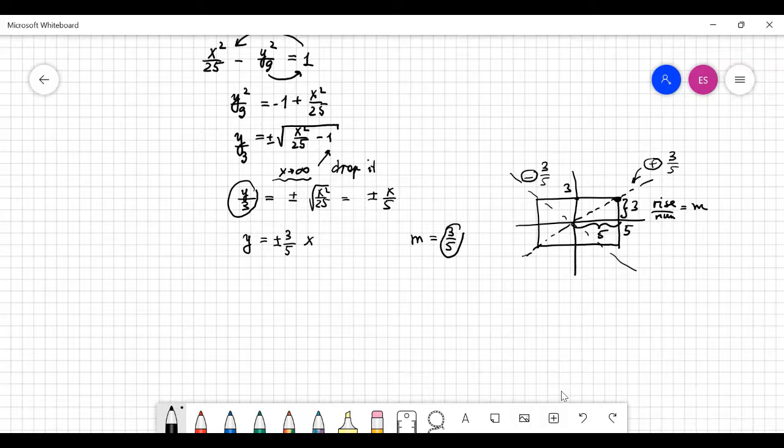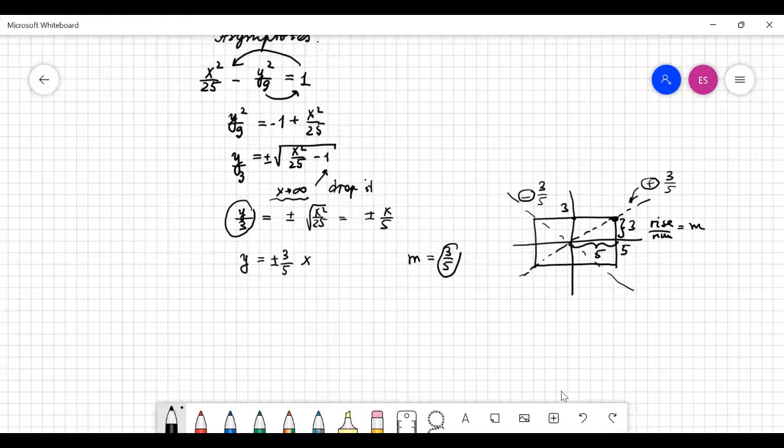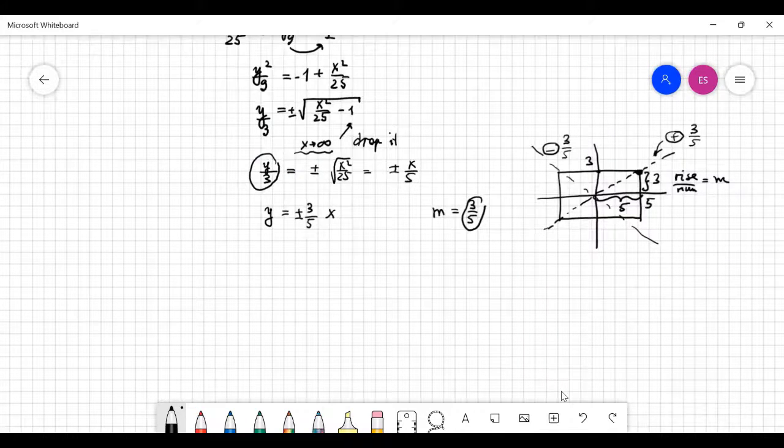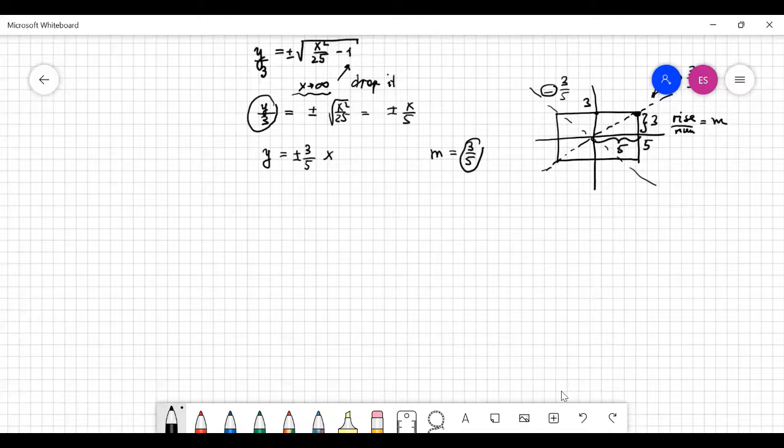My suggestion, do not worry too much about finding the actual asymptote, but draw the fundamental rectangle and use it to graph the hyperbola. Okay. And I think I'm going to consider one more example of a hyperbola, just to give a little bit more examples, and that's going to be all.